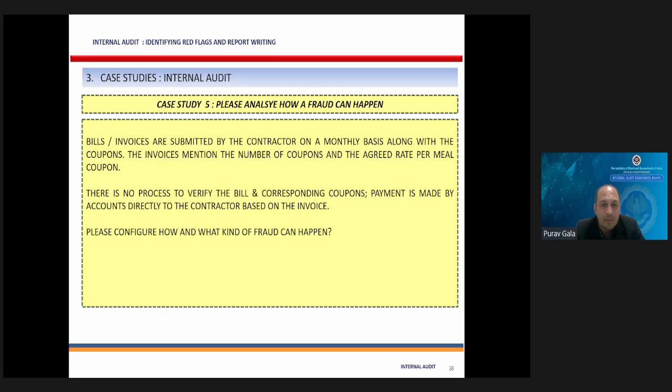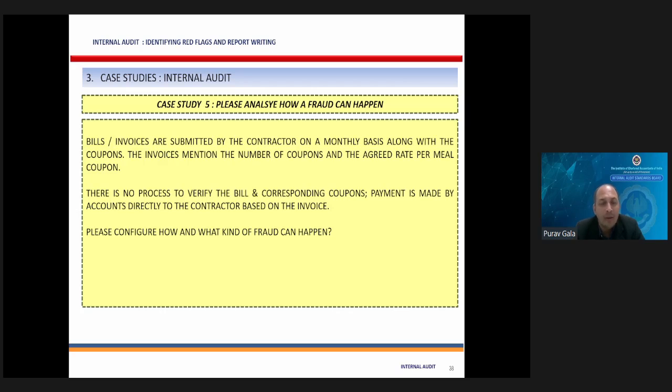Chandrakanta ma'am says the coupon booklet is not serially numbered. Coupons should be submitted to the canteen manager. Rishika Rangan says the contractor could manipulate the number of coupons. Yes, but how? Krishna says, how?